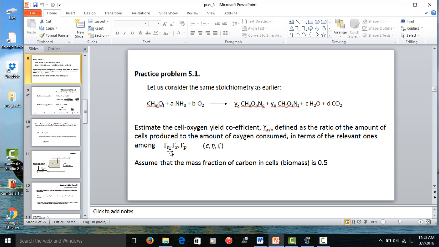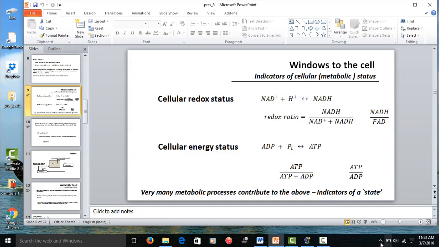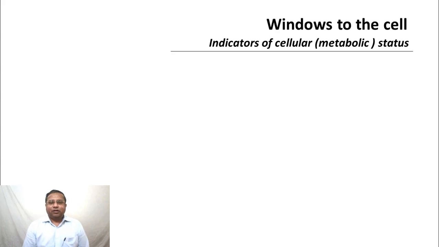Now let us go forward with the module itself, the module 5. We are going to begin talking about windows to the cell. Now, we said we will first consider the cell as a black box, and then we'll open up windows and look through the windows to see what is happening inside the cell.